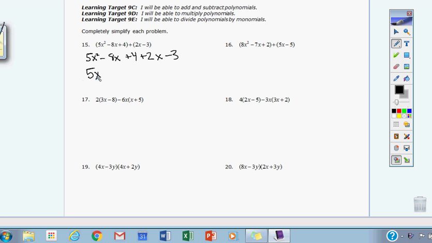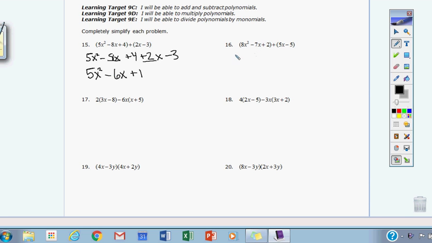I have no other x squared, so I'm good there. Negative 8x, positive 2x, just combine them. Don't add and make it 10, that doesn't make any sense, just combine them. I really have negative 6x, and I leave the variables and exponents the same. When I'm combining like terms, nothing changes. And then we have plus 1 with the 4 and the negative 3, so that's the answer there.